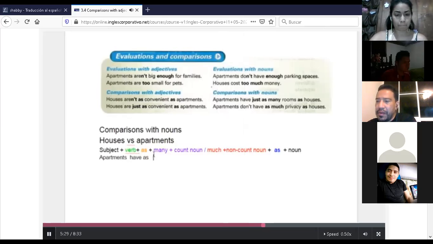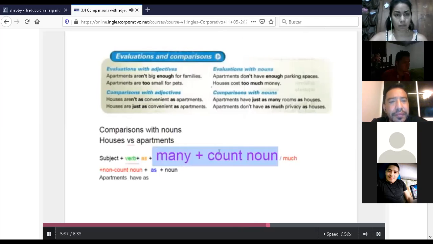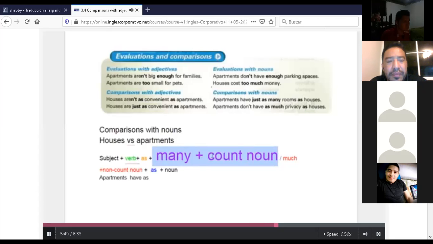And after that, you will include many plus a count noun. So I want you to pay attention to that real fast. We're going to have many plus a count noun. And what do we mean by count nouns? Well, count nouns are those things that you can easily count. If you recall the previous lesson where we talked about count nouns and non-count nouns, we said that count nouns are those things that you can easily count.